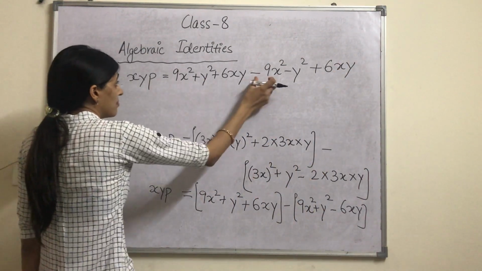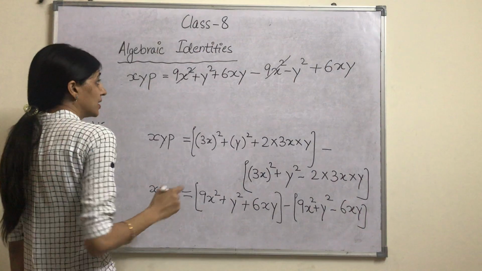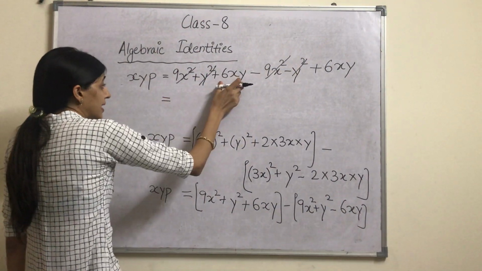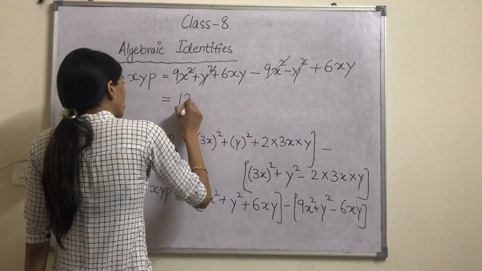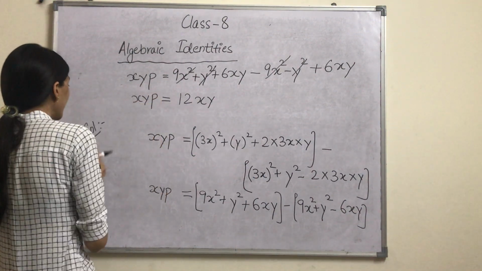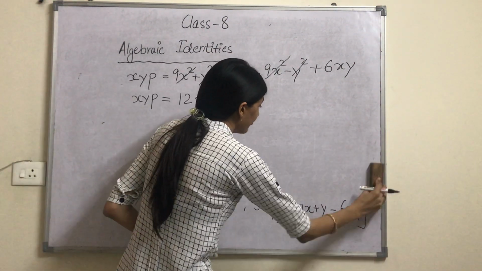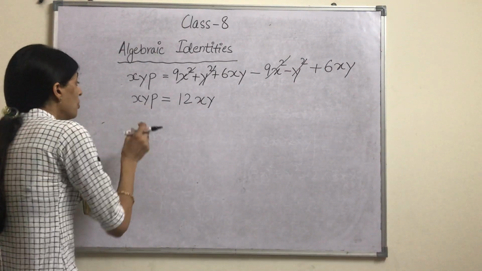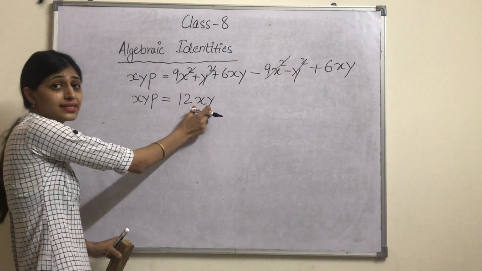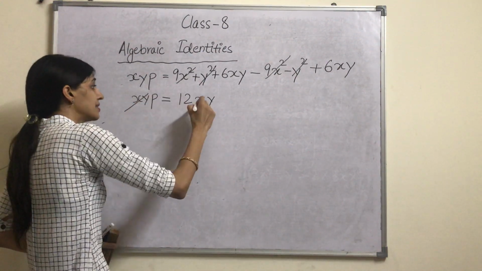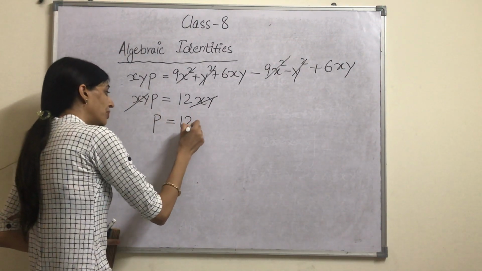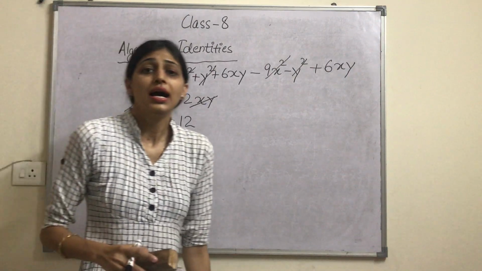Plus 9x square minus 9x square cut down with each other. Plus y square minus y square cut down with each other. 6xy plus 6xy, 12xy. So XYP comes out to be 12xy. If you look carefully, here also xy is in multiplication, here also xy is in multiplication. So cancel this xy with this xy. So the value of P comes out to be 12. So this is your answer.